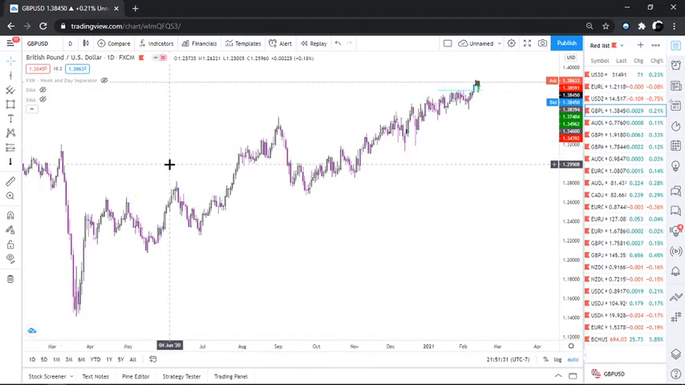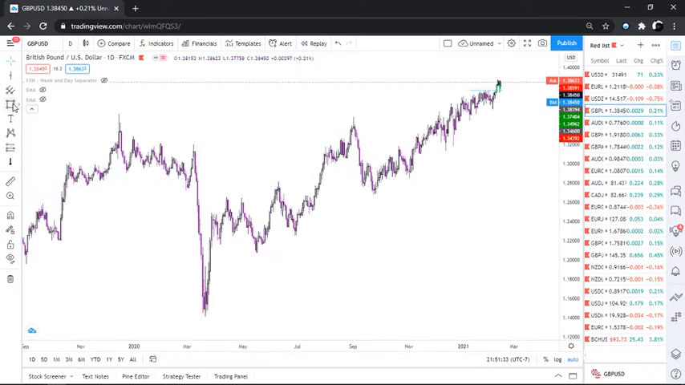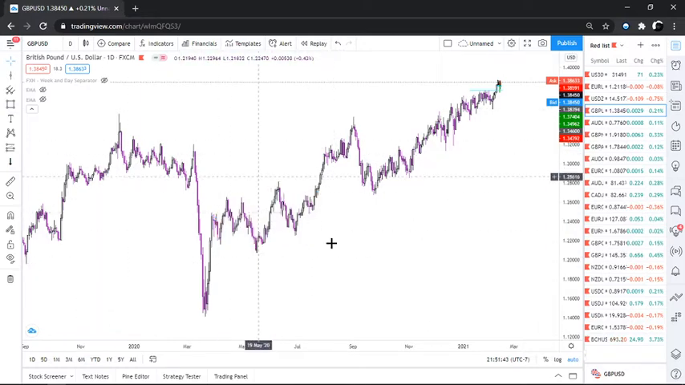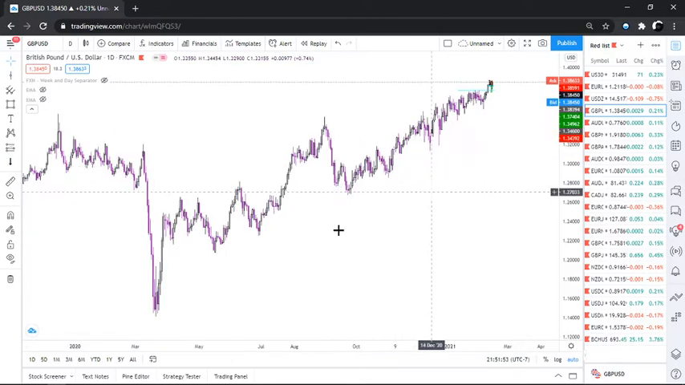So a range simply means it's ranging between two points. Like this would have been a range, this was a range, and so on. So that's easy, right? It's just in a box, really. A trend is when it breaks out of that box and continues up or down, either way.